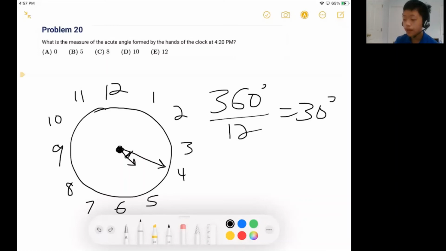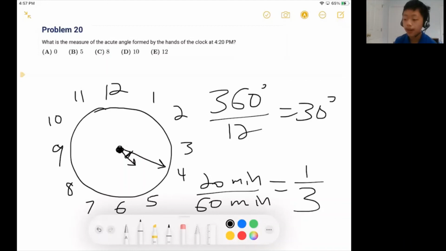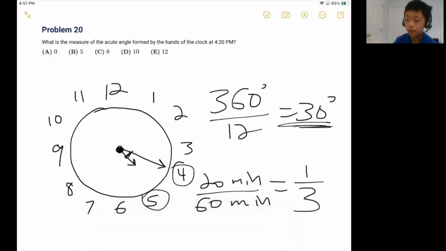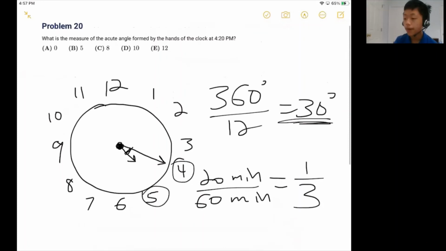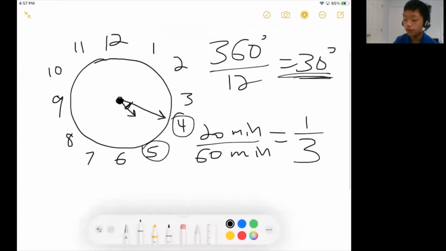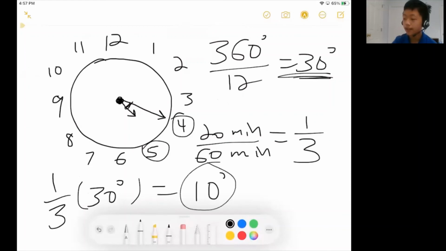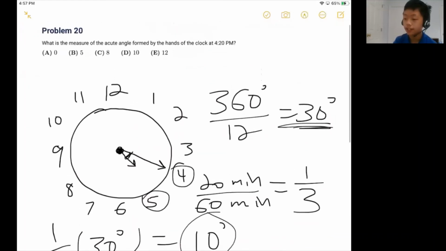We're at the 20-minute mark, and there are 60 minutes in total. So 20 minutes divided by 60 minutes gives us 1/3. That tells us the hour hand is 1/3 of the way from 4 o'clock to 5 o'clock. If the total is 30 degrees and it's 1/3 of the way from 4 to 5, then the measure of the acute angle would just be 1/3 of 30 degrees, which gives us 10 degrees. That gives us choice D, which should be the right answer.